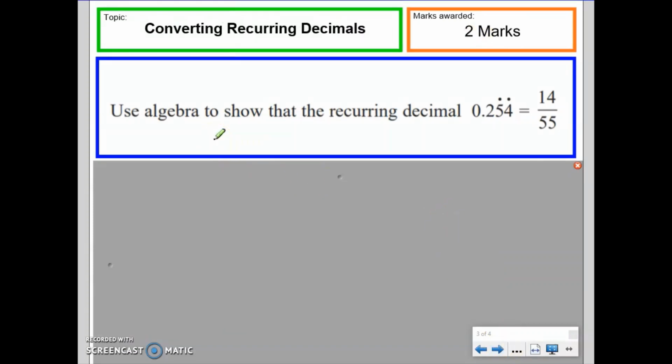Another topic that is very likely to be assessed is converting recurring decimals into fractions. Nearly every past paper in the new series of the 9-to-1 GCSE exam has included a question very much like this. Could you pause the video at this point and have a go at this 2-mark question?